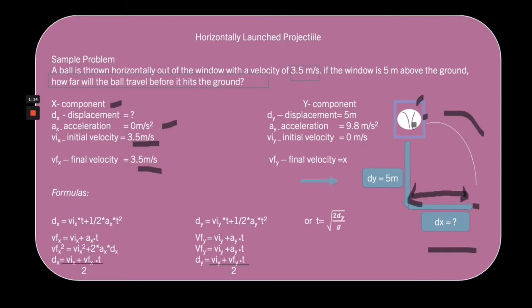Now, let's proceed to the y component. What is given in the y component is, of course, the displacement y. This one here, that's varog. So that's displacement y, that's 5 meters.